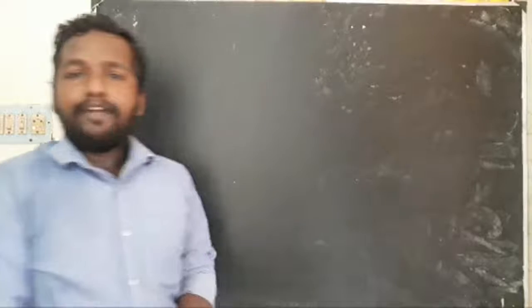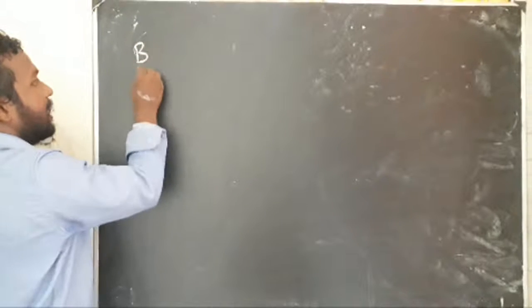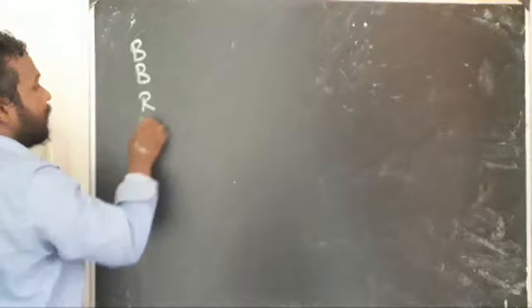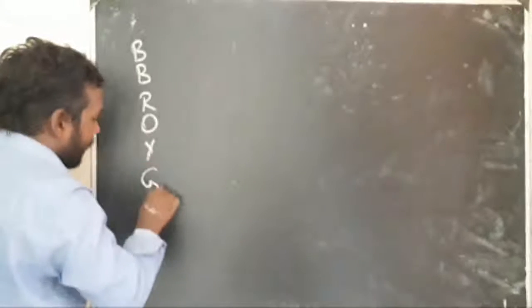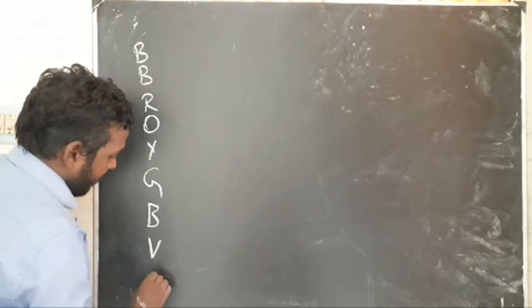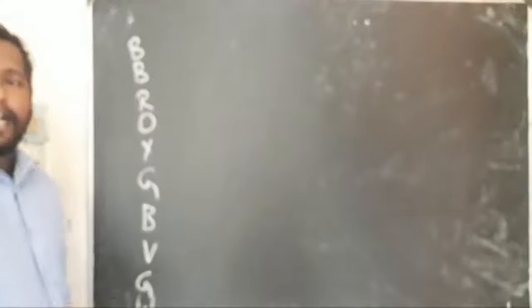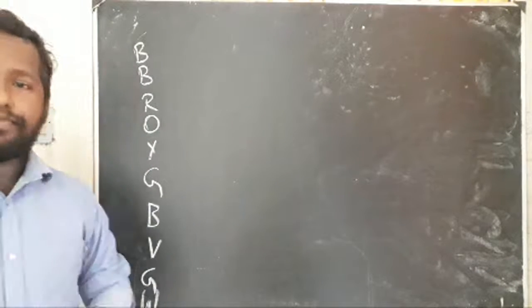So now we are going to find the identification of the color code. The resistance color code is usually taken as the color code B. The first color is black, B B Roy of Great Britain has a Very Good Wife. Like that you can write it. So it is a color code of the resistance.